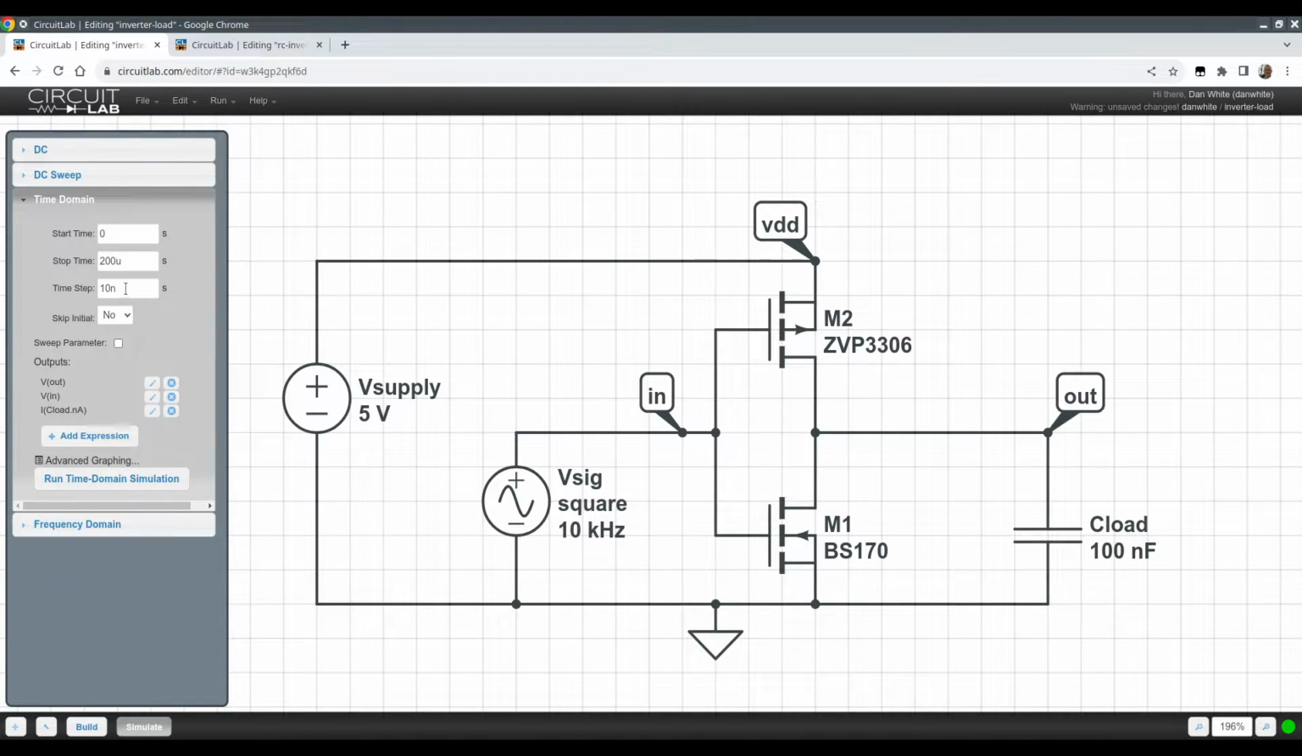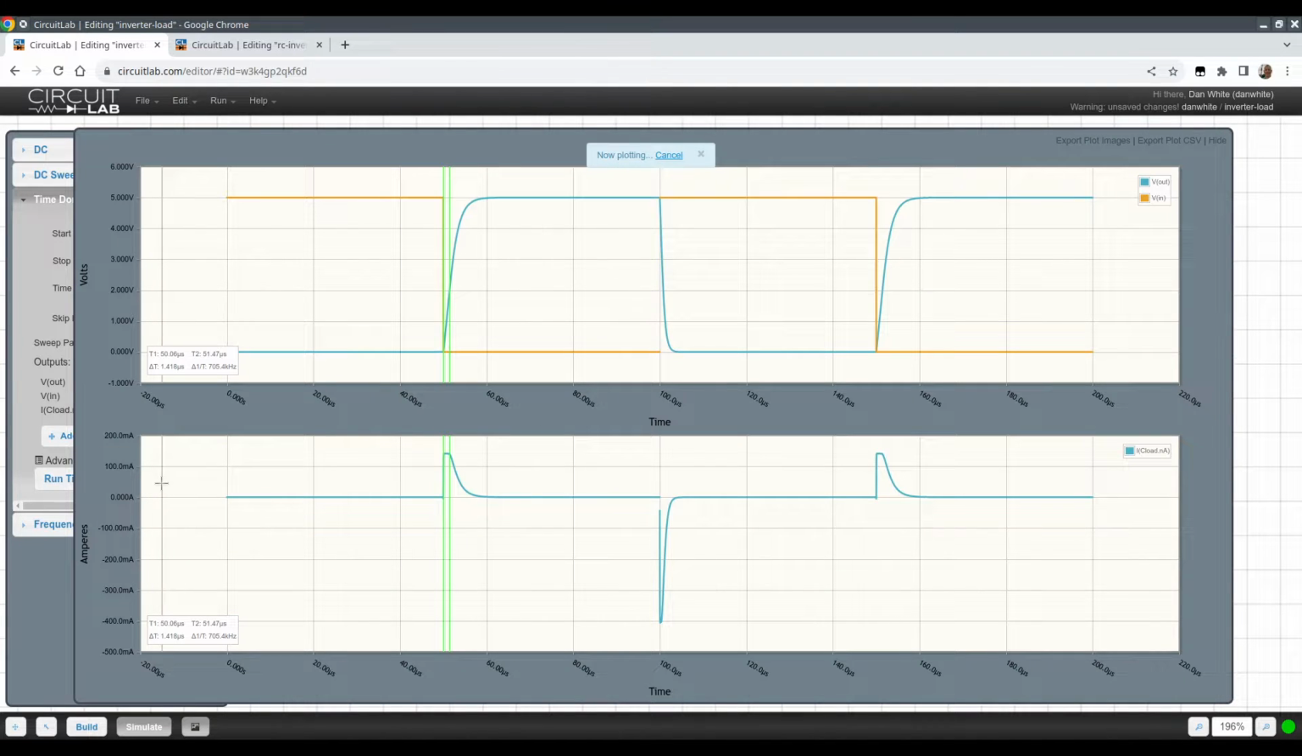Here, CircuitLab does not do the time steps automatically like LTspice does. This is a limitation. You have to get the time step correct. It needs to be small, but not too small. Small enough so that we can properly solve the differential equations that are not linear. But if it's too small, the simulation just takes forever.